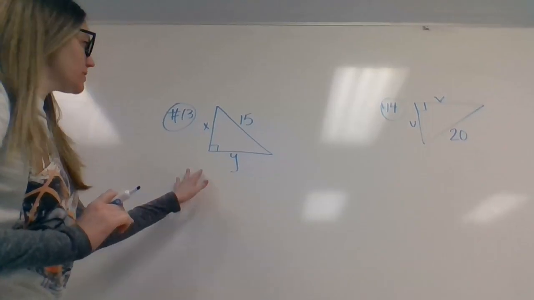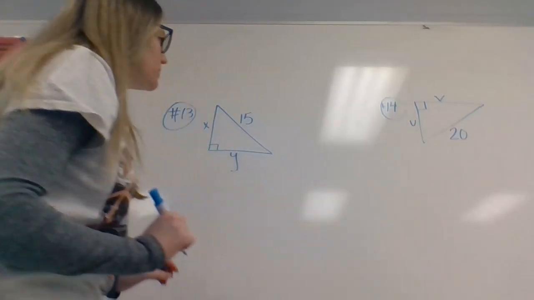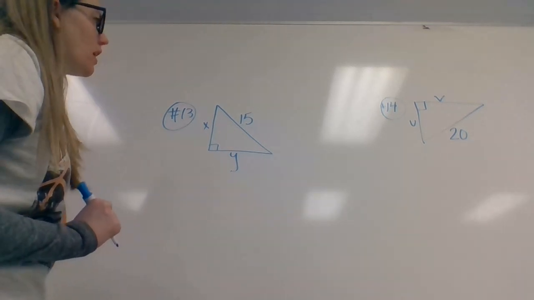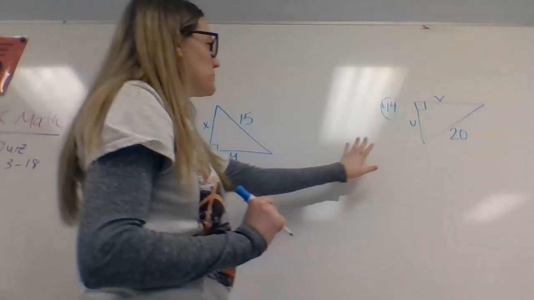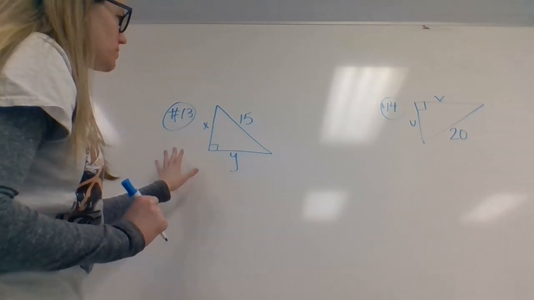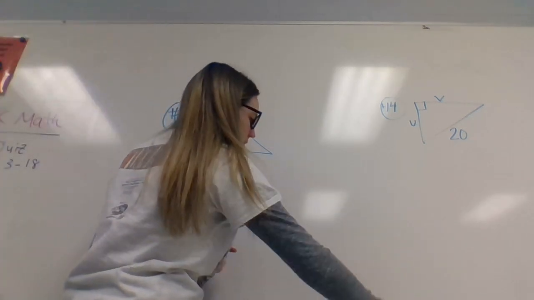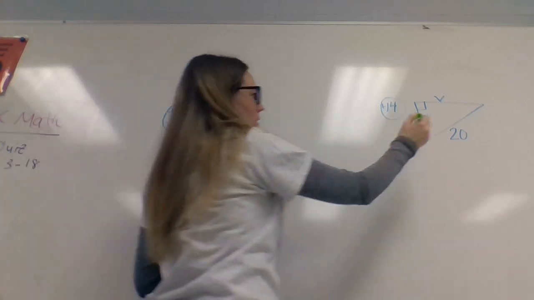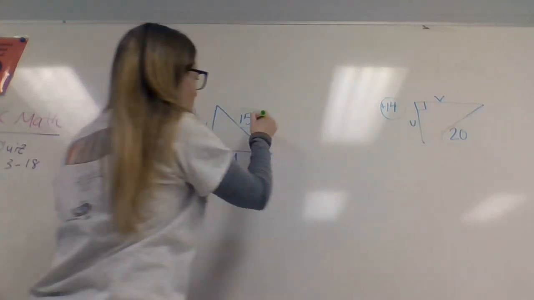Here's some help for problems 13 and 14 on 10.2 day 2 when we're talking about 45, 45, 90 triangles. You can use this to help you with the rest of the problems that are similar. So looking at 13 and 14, what's different about these is that our hypotenuses, or those sides directly across from our right angles, are whole numbers.